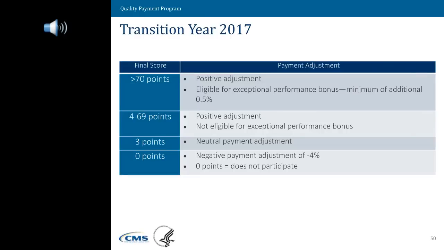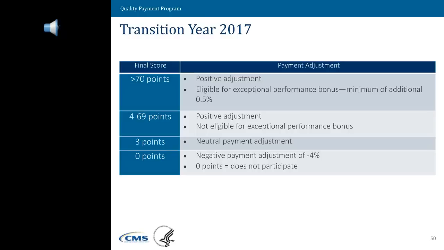We also created a target, and that's 70 points. And so in MIPS, we have this algorithm that we have to calculate to determine what your payment adjustment will be if you exceed 3 points. What we have to do is get everyone's scores in, and we have to see how much money is available to distribute and how many people qualify for additional bonuses, and then we have to calculate what the amount is.